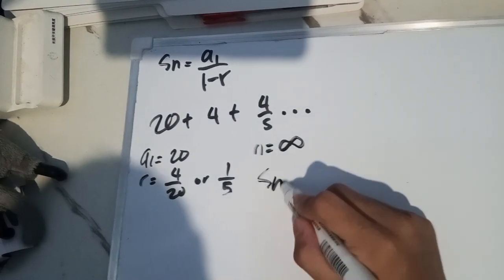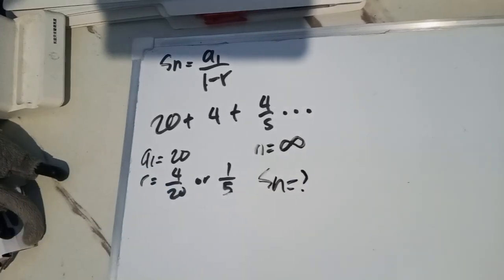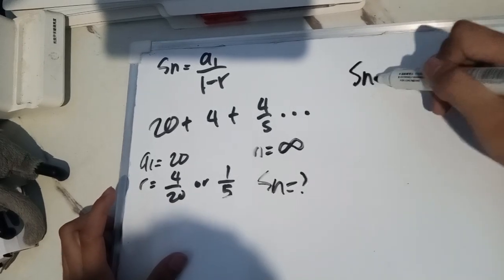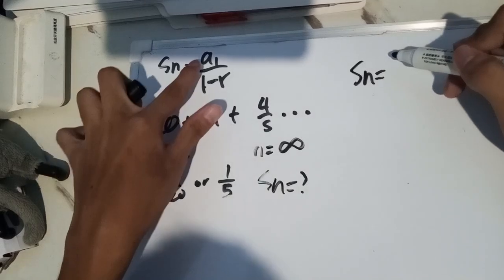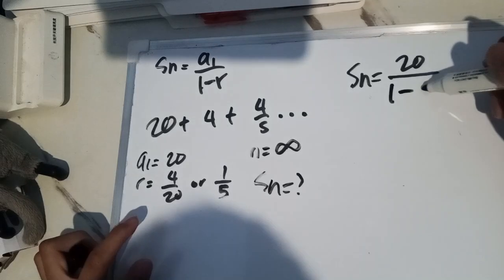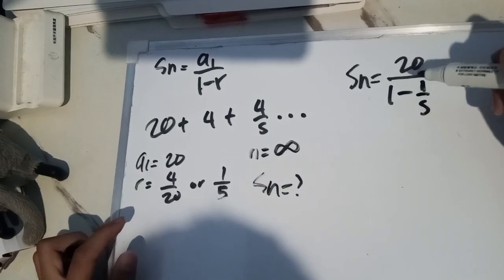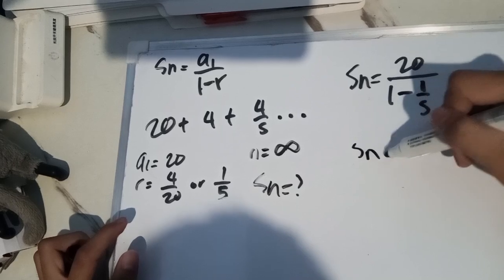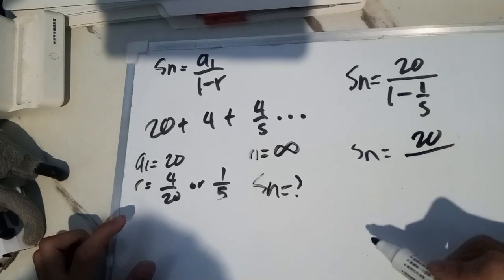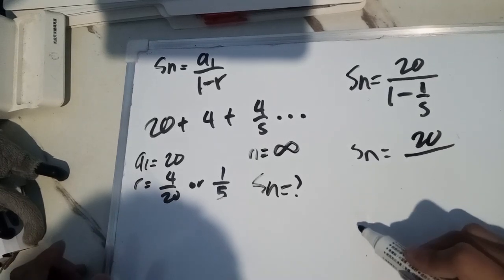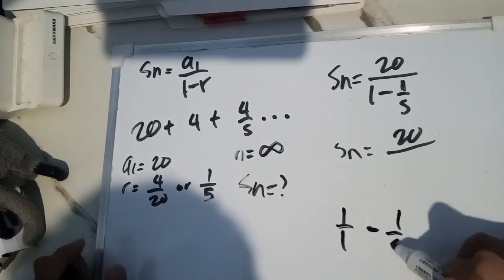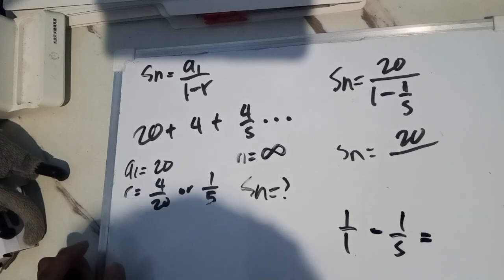Okay? And Sn is ito. Solve natin. So, A1 is 20. Okay? A1, 20. 1 minus r, which is 1 over 5. Okay? Sn is equal to 20 over 1 minus 1 over 5. Okay? Paano yan? So, let's see. 1 over 1 minus 1 over 5. Okay?